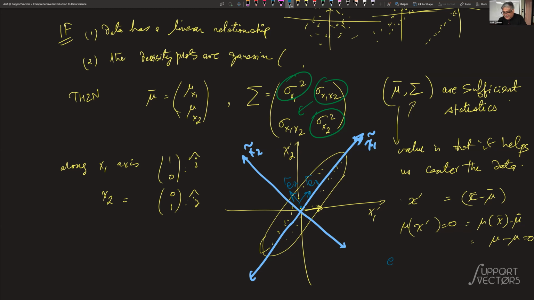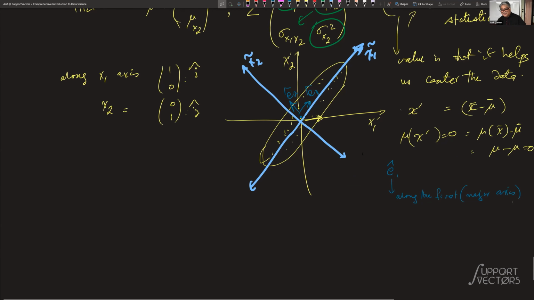We have two vectors: E1 along the first major axis, and E2 along, in this case, the minor axis, if you think of it as just a two-dimensional ellipse. We can have unit vectors. And of course, you would agree that the dot product of E1 and E2 would be 0. In other words, they are orthogonal.